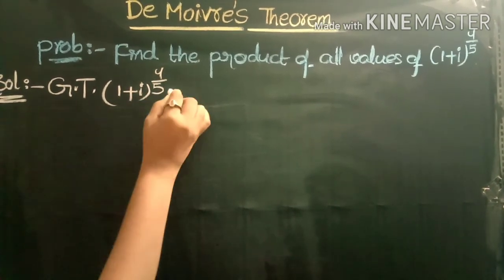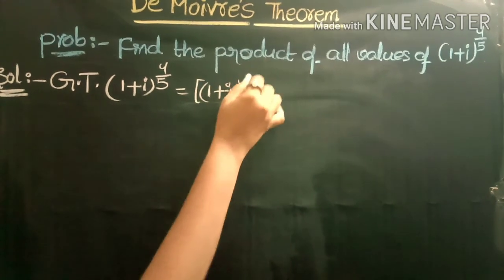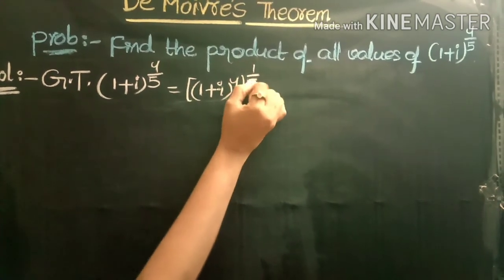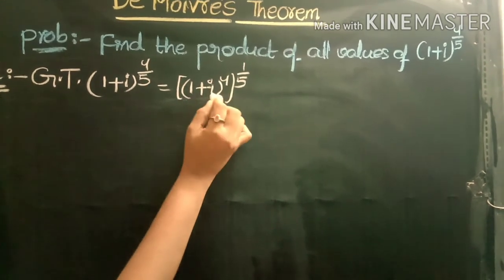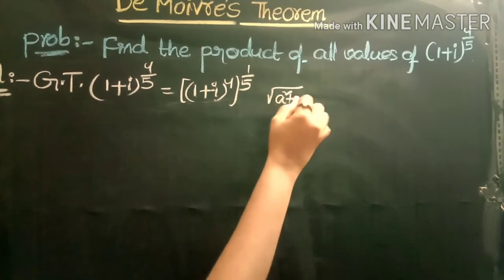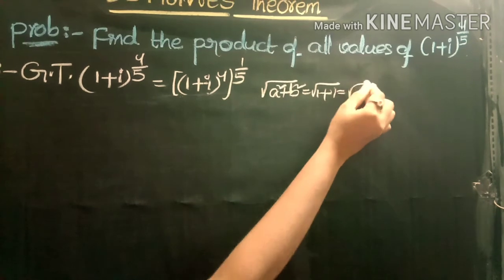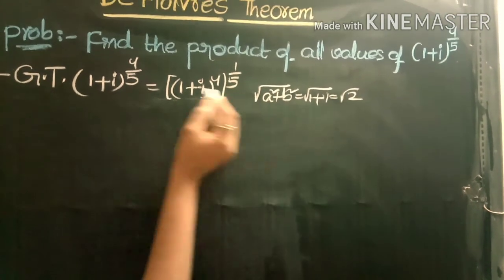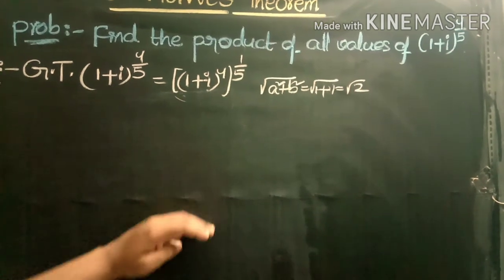In the next step, we are writing this value as (1 plus i) whole power 4 whole power 1 by 5. And here the values of a, b are 1, 1: a is equal to 1, b is equal to 1. And the value of root over a square plus b square is equal to square root of 1 plus 1, that equals root 2. So first we apply that value root 2 to this expression to change it into the form of cos theta plus i sin theta.